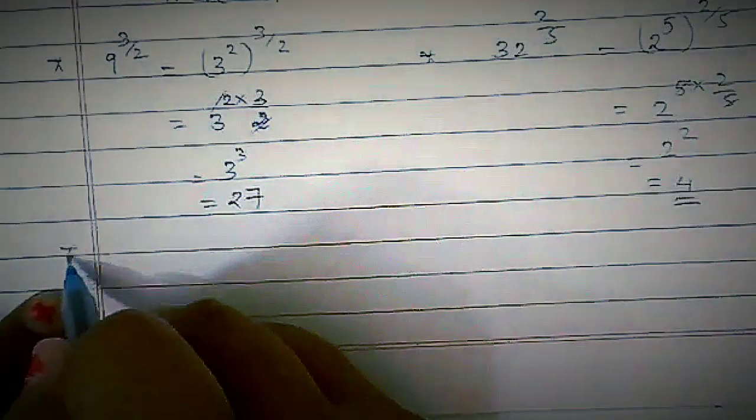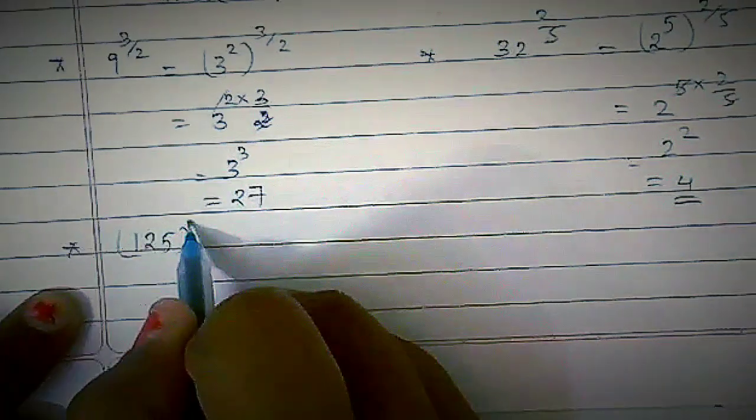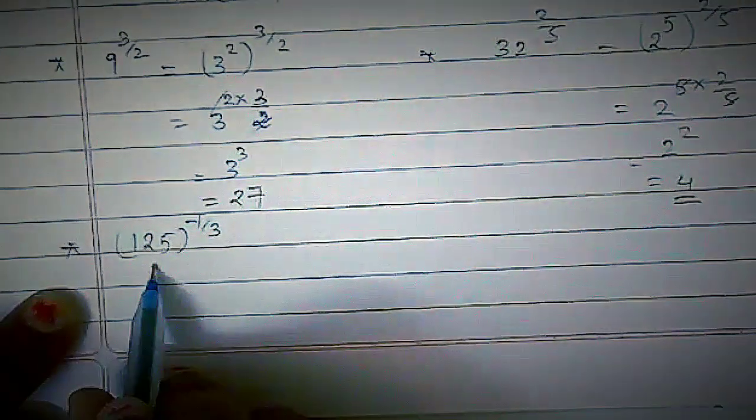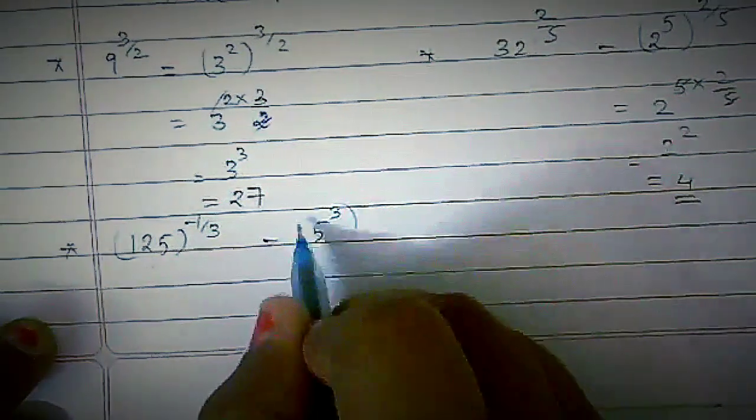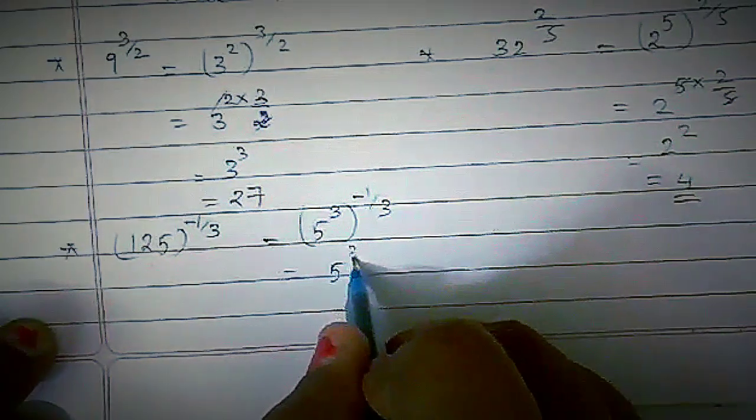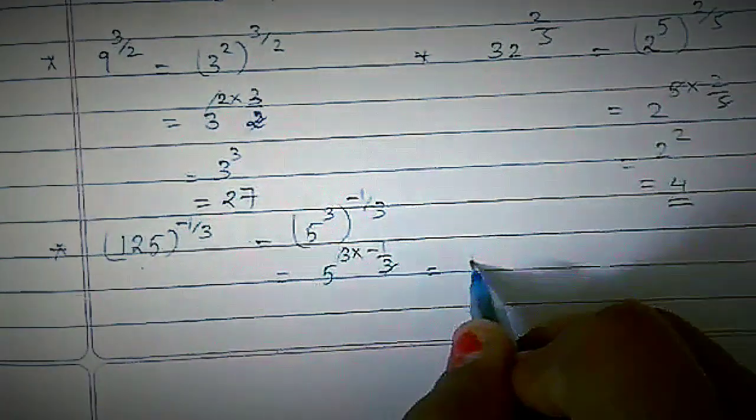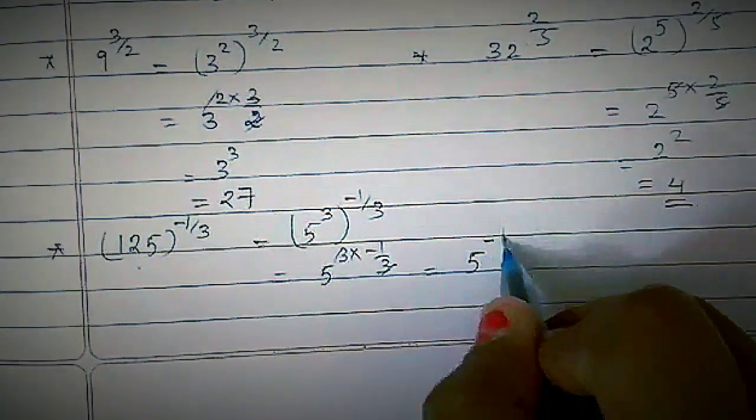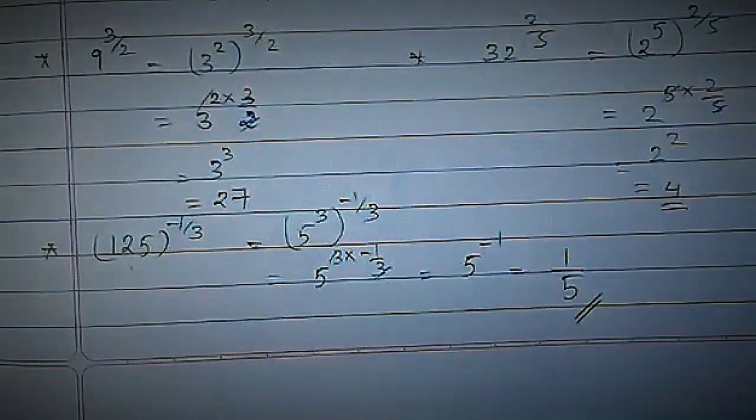It is also possible we may have negative power. For example, 125 raised to minus 1 upon 3. Now 125 is actually 5 raised to 3. So 5 raised to 3, the whole raised to minus 1 upon 3 will be 5 raised to 3 into minus 1 upon 3. 3 upon 3 will get cancelled. The answer is 5 raised to minus 1, which can be written as 1 upon 5. So this is the way we can simplify the sums.